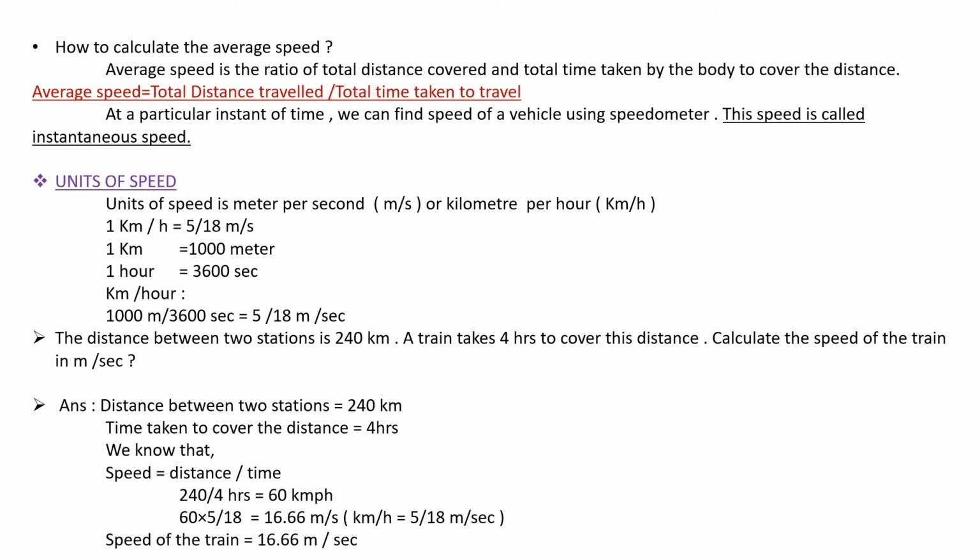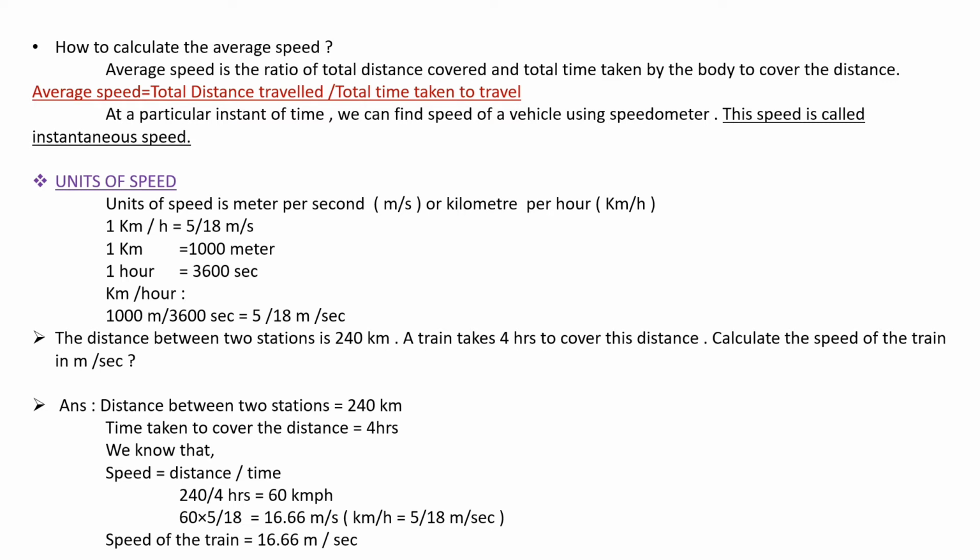At a particular instant of time, we can find the speed of a vehicle using the speedometer. This speed is called instantaneous speed. Units of speed: meter per second, kilometer per hour. 1 kilometer per hour equals 5 by 18 meter per second.